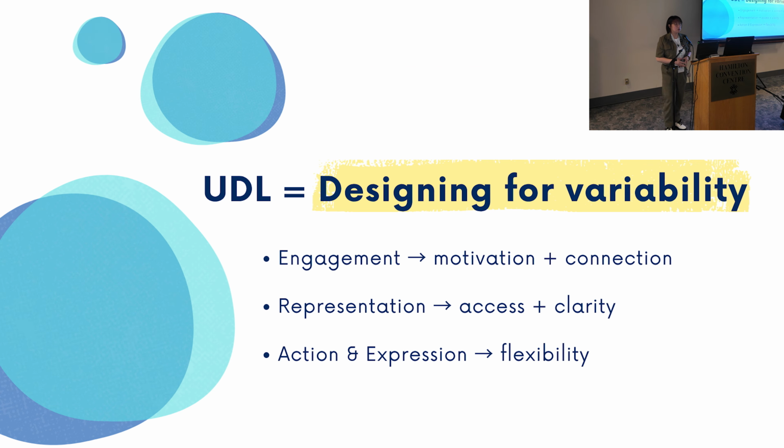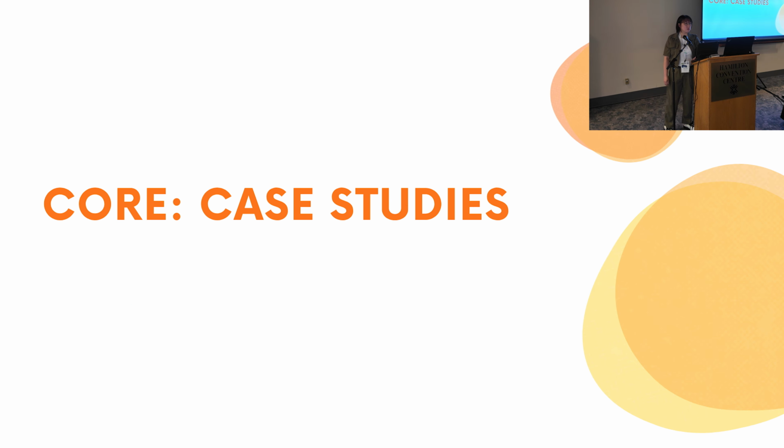At the core, UDL is about designing for variability. These are the 3 things you may have already heard about: means of engagement, representation, action and expression. Engagement is about motivation and connection. Representation is about assessment and clarity. Action and expression is about flexibility. But the key question is, what design decisions actually support this? So we go into the case study now.